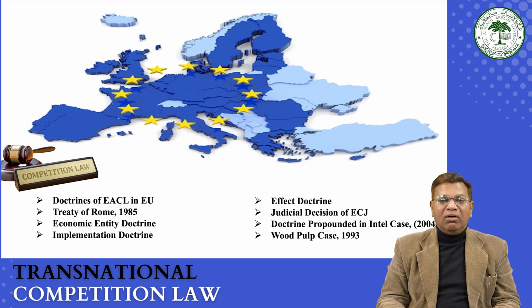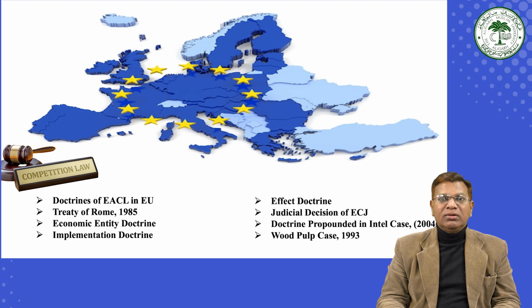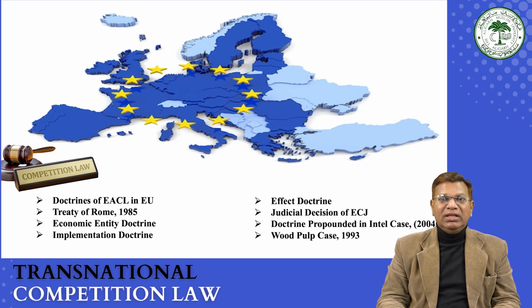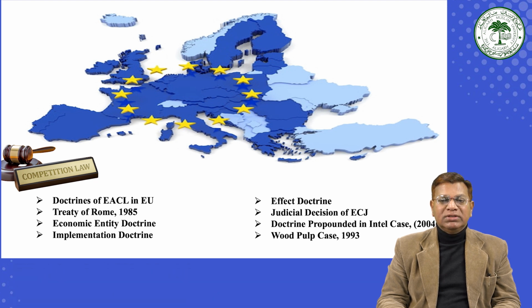And a careful perusal of these three enactments, right from 1985 to 2009, leads to the fact that the long jurisdictional arm of Article 81 and 82 applied in matters of extraterritorial application of competition law on the basis of three major doctrines and legal theories or legal constructs. The one is the single economic entity doctrine, implementation doctrine, and effect doctrine, through a series of judicial decisions of the European Court of Justice.